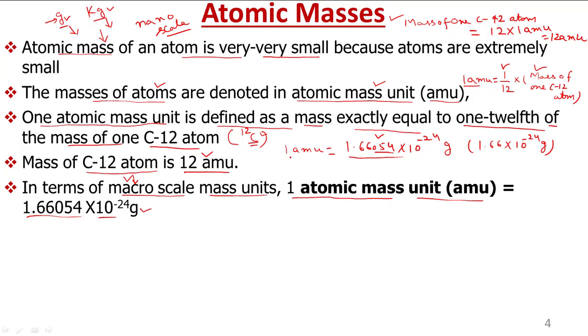So you can see 1 AMU is a very small mass. Dividing by 10 raised to the power 24 means 1.66 gram divided by a very large number. So AMU is a very small mass, 1.66 into 10 raised to the power minus 24 grams. With this conversion, we should be able to convert.